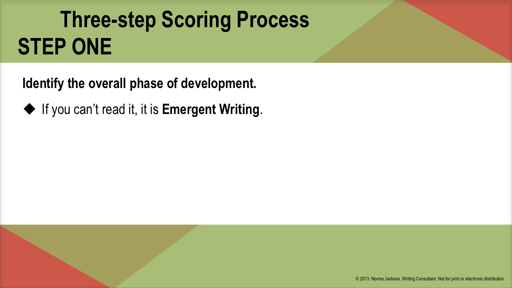If you can't read it, it's emergent writing. The writer is still building letter-sound knowledge. If it addresses a broad or general topic and sounds listy, it's most likely early writing. The writer is working on fluency of ideas, logical organization, and beginning conventions.